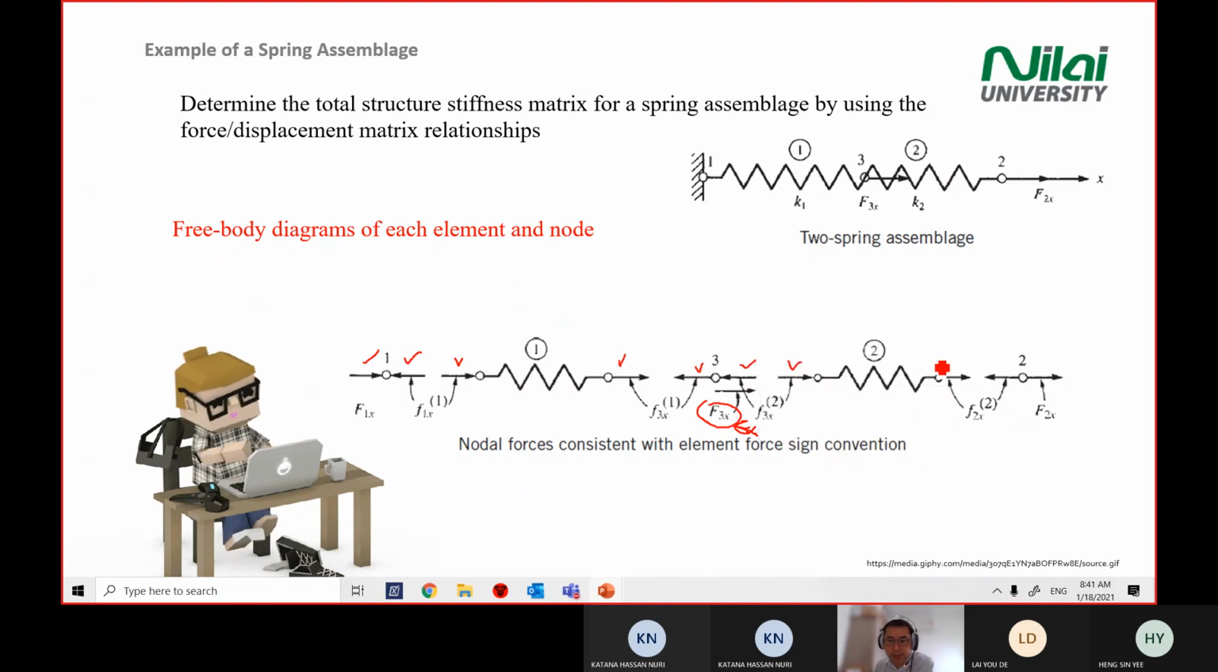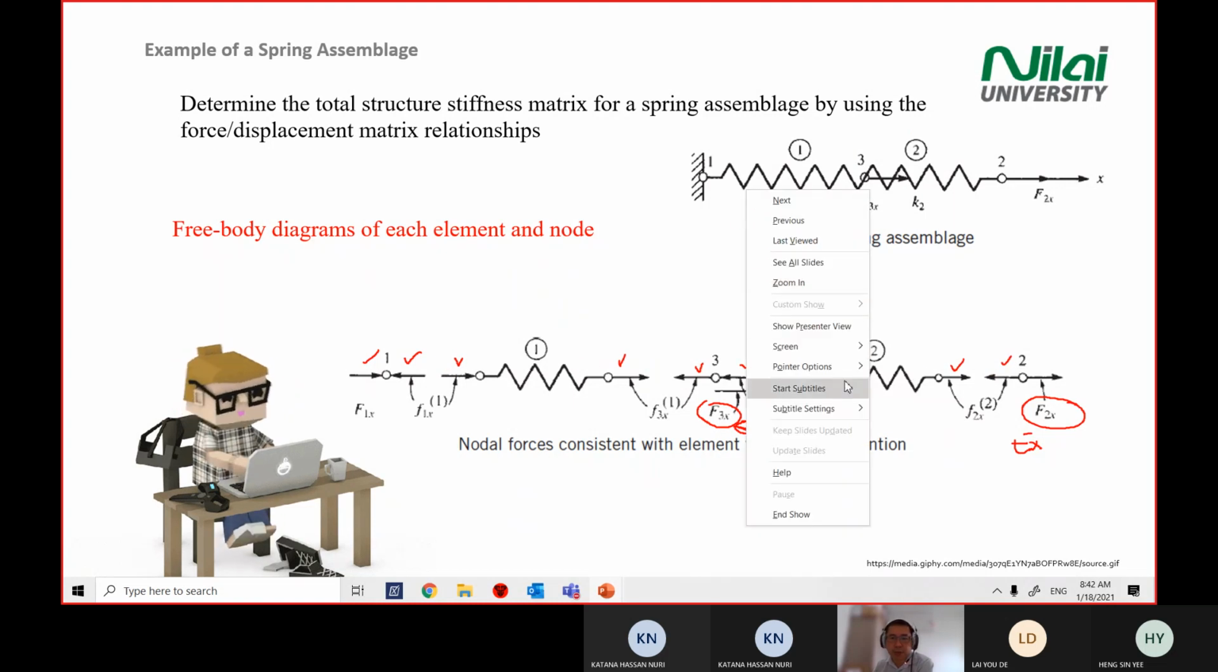This one, this one, this one, and this one are all internal force or internal displacement. F2x and F3x are external forces. So this one you extract from the diagram here. Okay, any question you want to ask me? Is anyone not sure how you convert a system to an individual free body diagram?